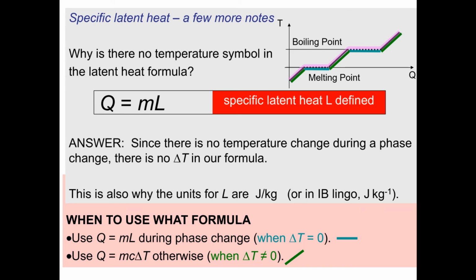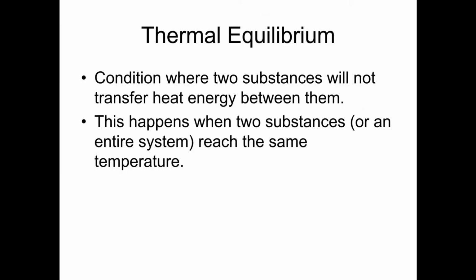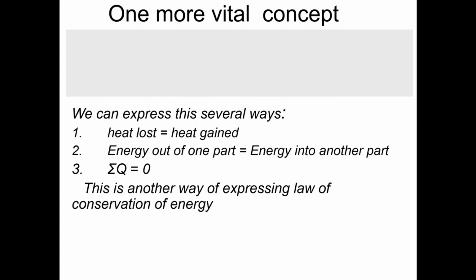A few more important concepts and then we'll be done with this video. One is thermal equilibrium. Thermal equilibrium is a fancy word that basically means a condition where two substances will no longer transfer heat energy between them. And when will that happen? That'll happen when the two substances reach the same temperature, right? Because we know heat energy goes from a hot substance, meaning a higher temperature substance, to a colder, lower temperature substance. So once they reach the same temperature, they are said to be in thermal equilibrium, and there will be no energy transfer between them.